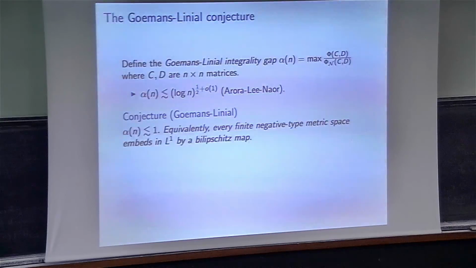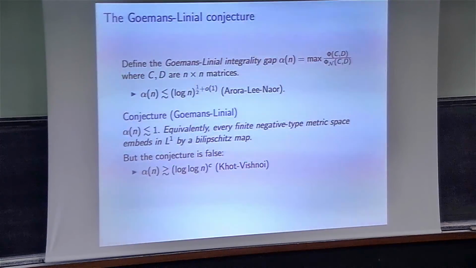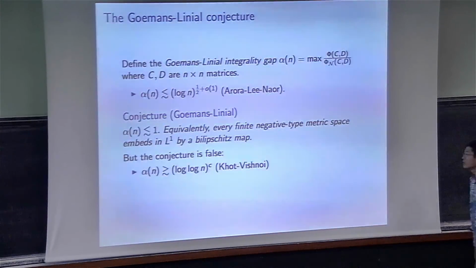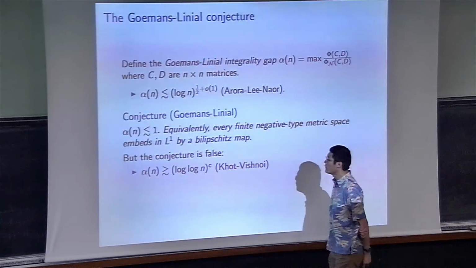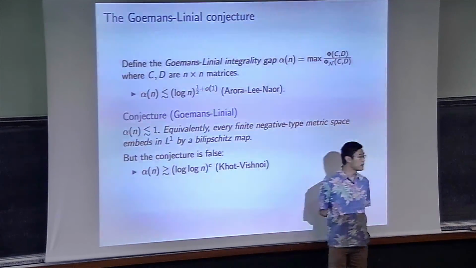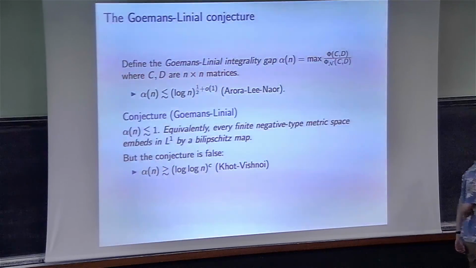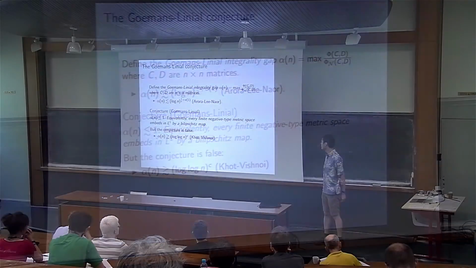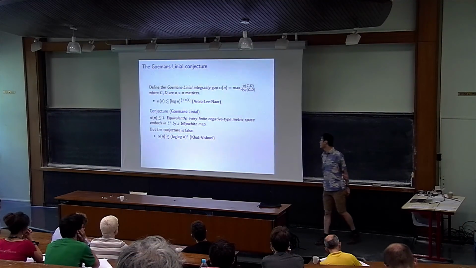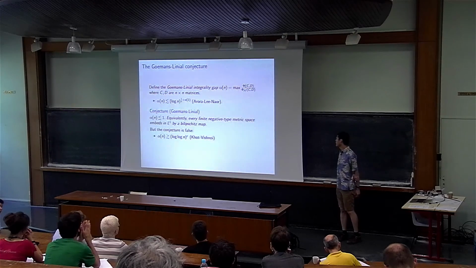But this conjecture turns out to be false. The first example was due to Khot and Vishnoi, who showed that in fact alpha of n grows at least as fast as a power of an iterated log. I think you can actually take the power to be 1 here. And their example was based on something called the unique games conjecture.